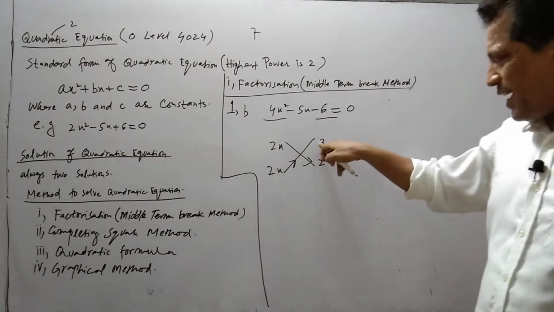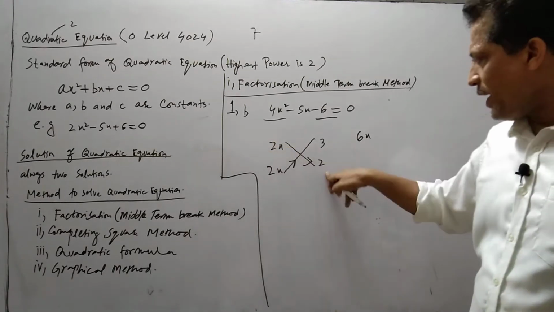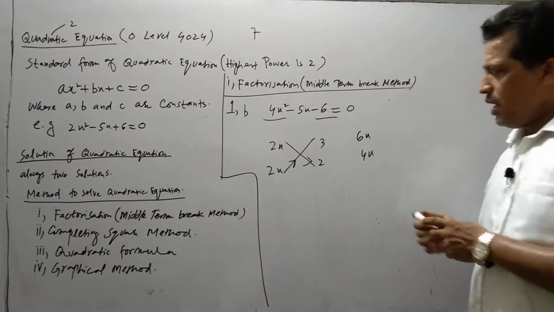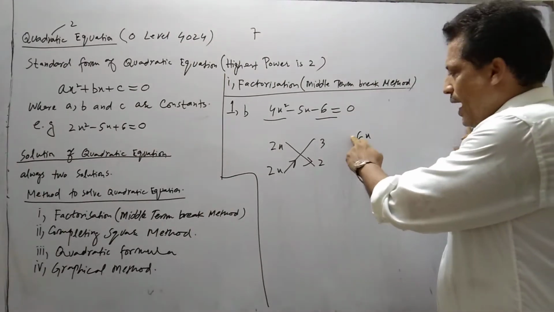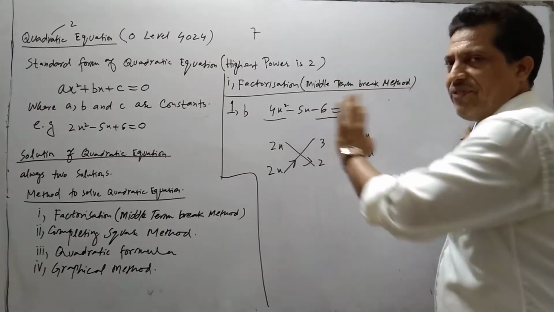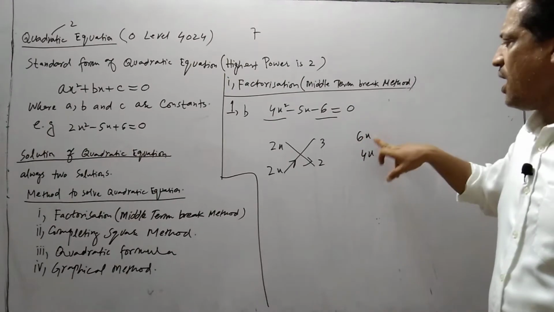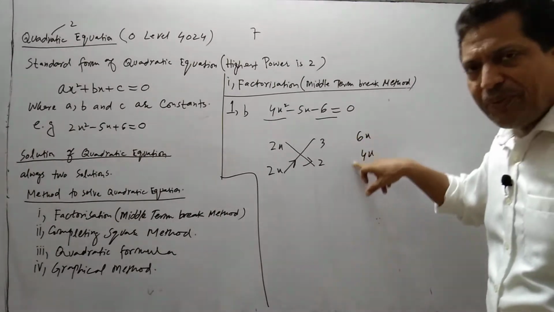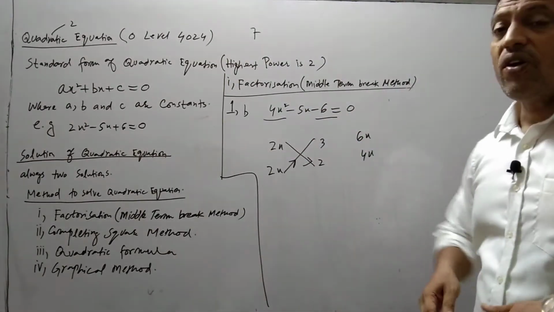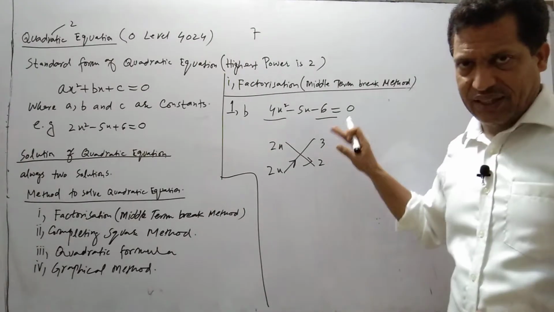Multiply this. 2x by 3 is 6x. 2x by 2 is 4x. Now check. If you add these two, 6 plus 4, you get 10, but you need 5. It means wrong. Check. If we subtract 6 minus 4, we get 2, but we need 5. So what do we have to do? We have to move to other factors.